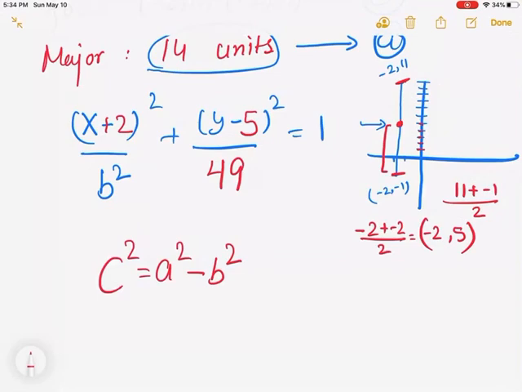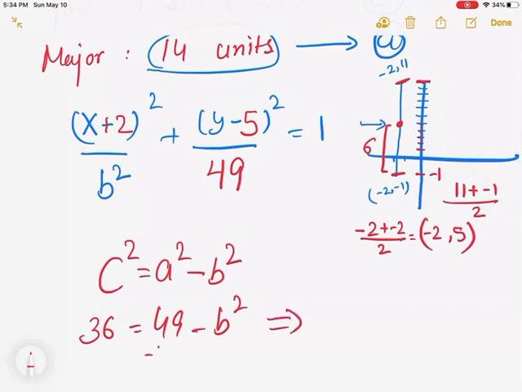Or I can find the entire distance: if you go from 11 to -1, how many units do you travel? We have a total of 12 units. So half of that is 6, and 6 squared would be 36. That's your c squared value. What's a squared in the equation? It's 49. Solve for b squared.